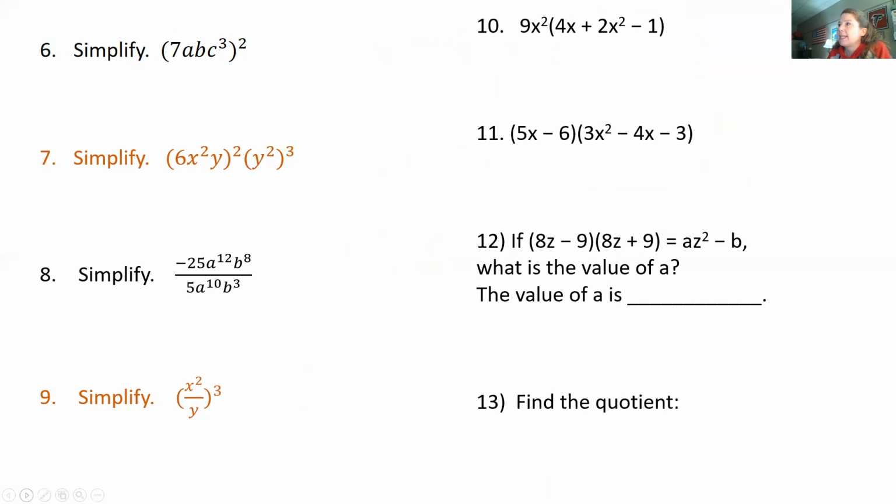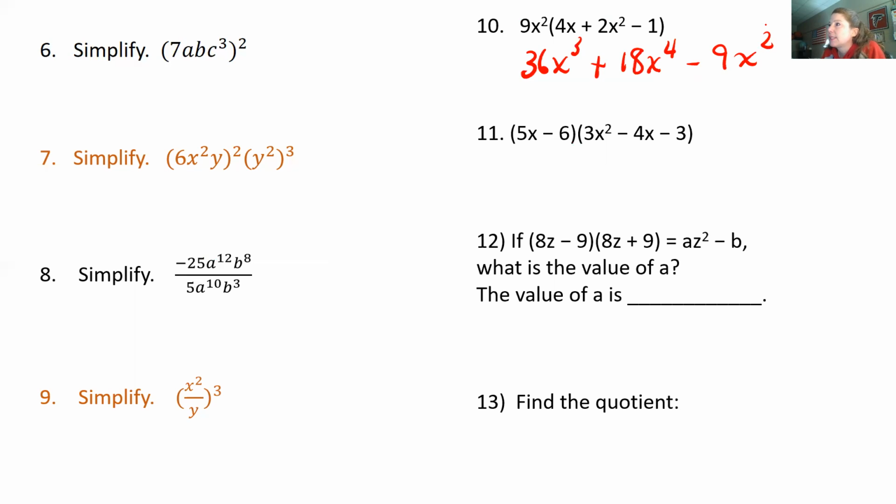All right, number 10. Now on this one, we're distributing using the distributive property. So we're going to multiply our coefficients, and the numbers that have the same bases, we're going to add those exponents. So the first one is 36x to the 3rd plus 18x to the 4th minus 9x squared. And that's our final answer.